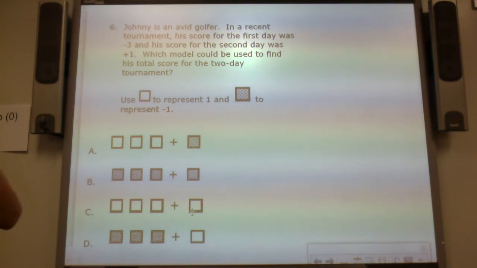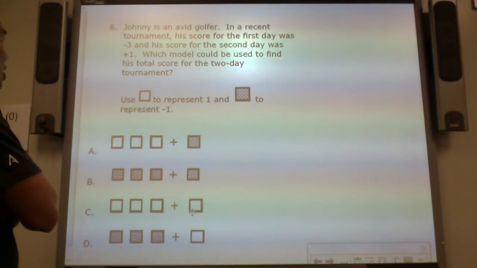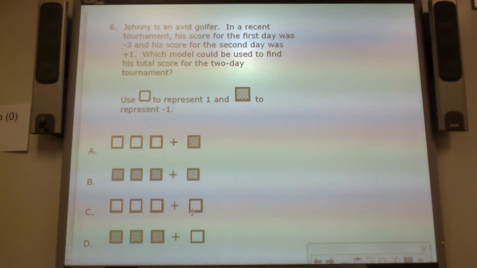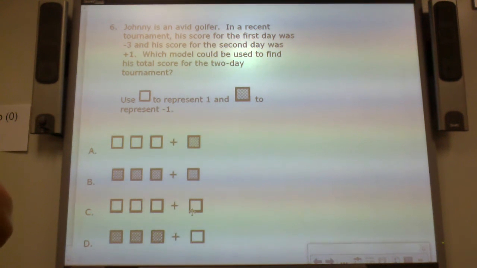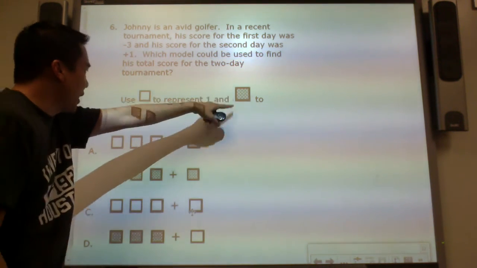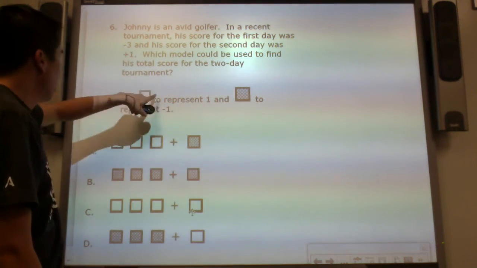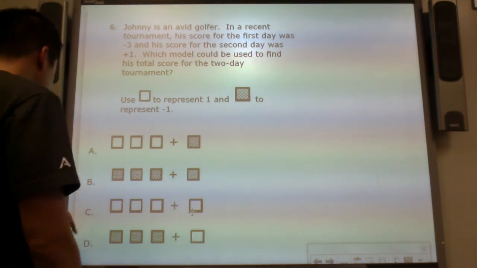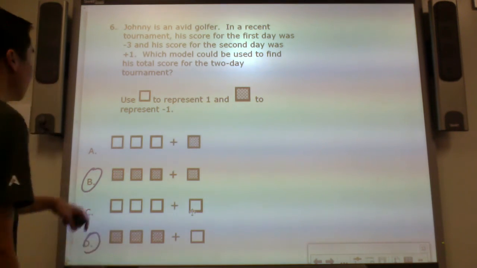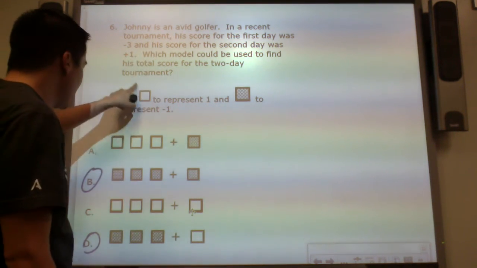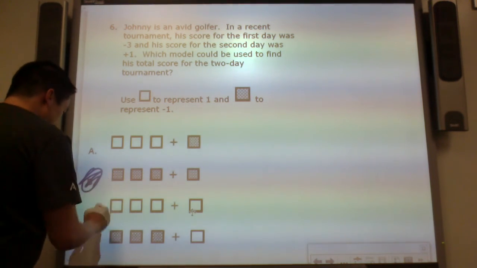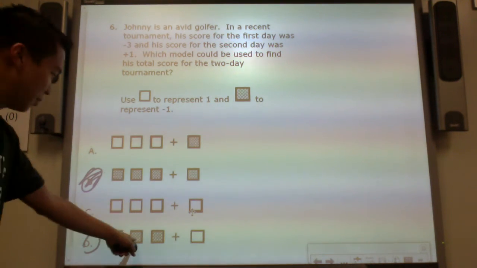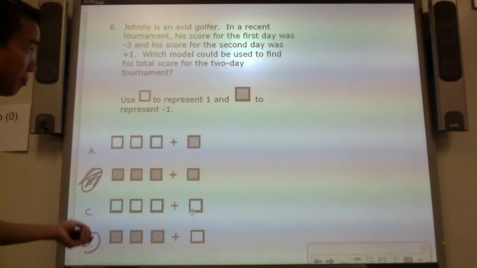Number 6, Johnny is an avid golfer. In a recent tournament, his score for the first day was -3, and his score for the second day was +1. Which model could be used to find his total score for the 2-day tournament? So let's see. The gray is negative. So I need 3 gray boxes. So it's either B or D. The second day was +1. So I need 1 white box. D is the answer. 3 negatives, 1 positive.